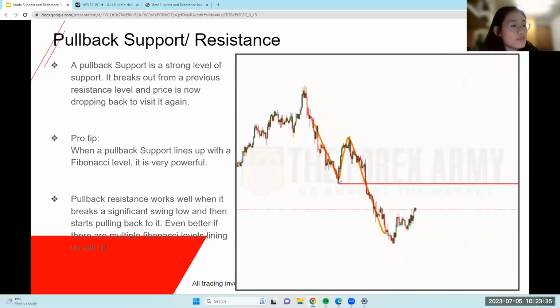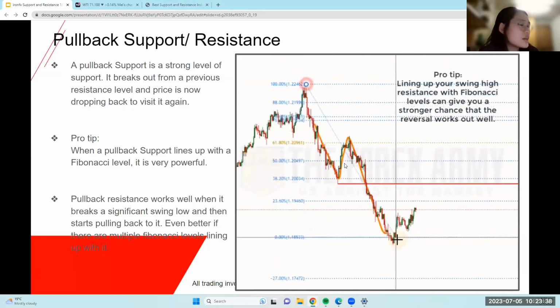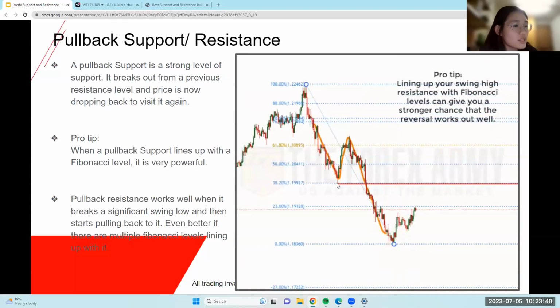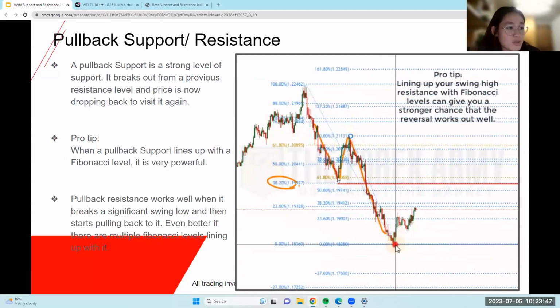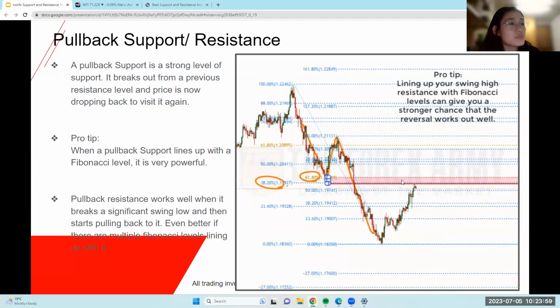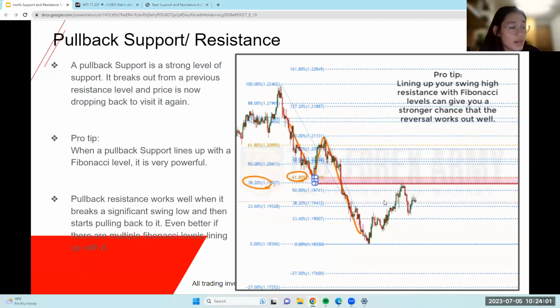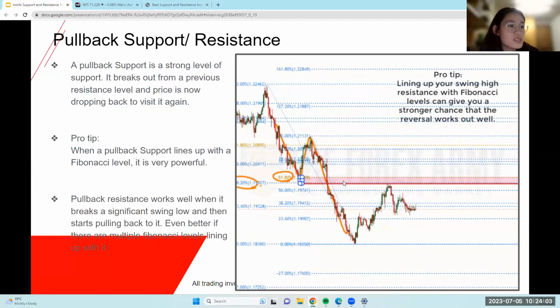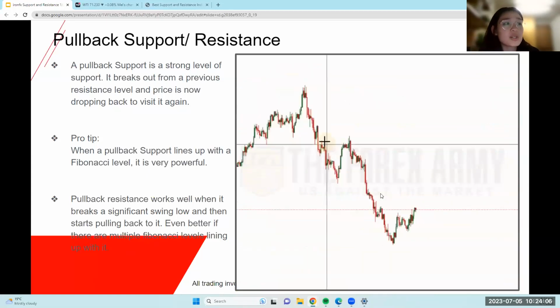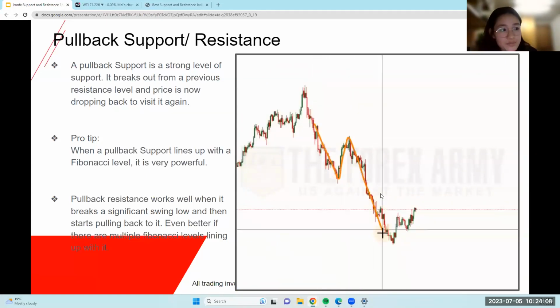So you can see we have a pullback support resistance here. So the reason why it's a resistance, there is a swing low here. Price has bounced off of this level and it's reversed and broken this support level. So once it breaks this level, it is now a resistance. Why do we call it resistance even though price hasn't reversed back yet? It's because we're expecting price to reverse back to it. So that's why we call it a pullback resistance.